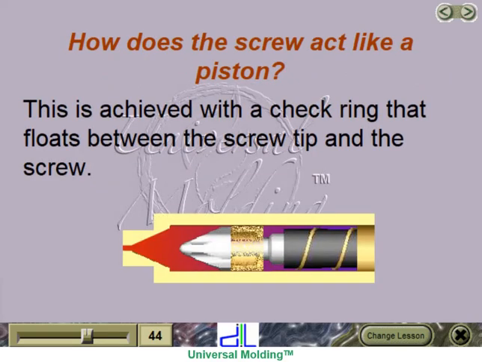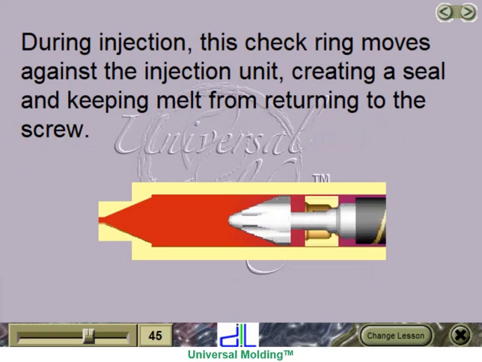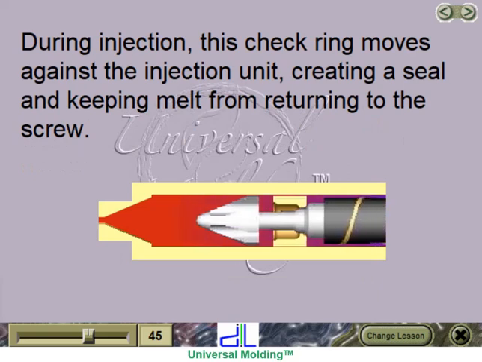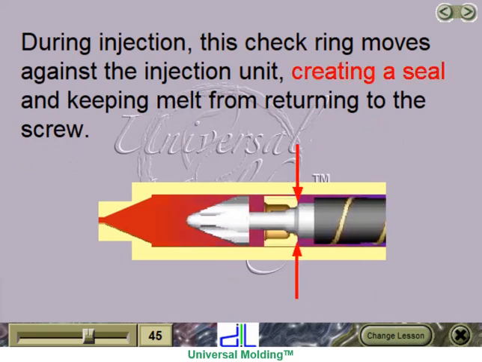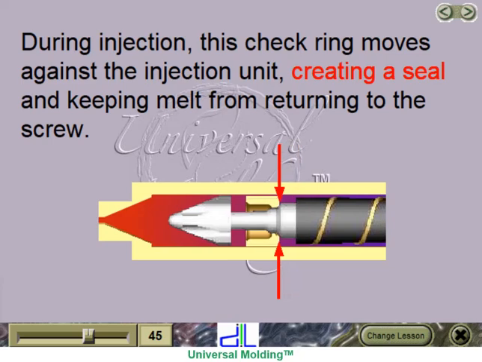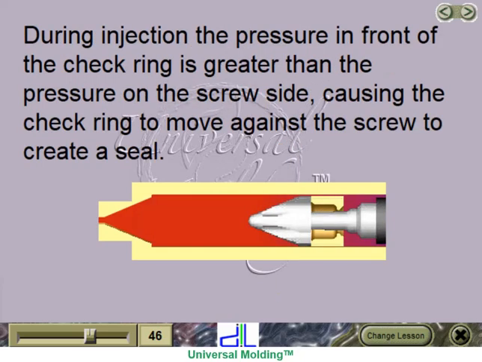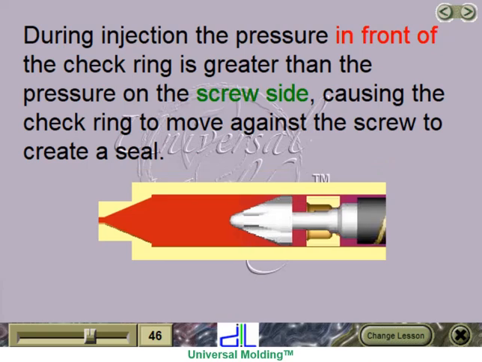This is achieved with a check ring that floats between the screw tip and the screw. During injection, this check ring moves against the injection unit, creating a seal and keeping melt from returning to the screw. During injection, the pressure in front of the check ring is greater than the pressure on the screw side, causing the check ring to move against the screw to create a seal.